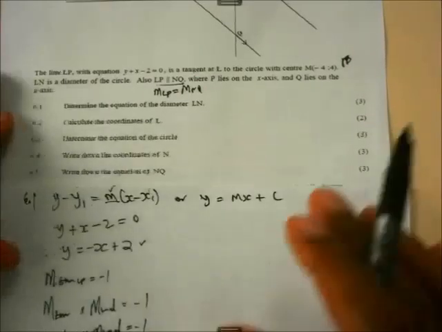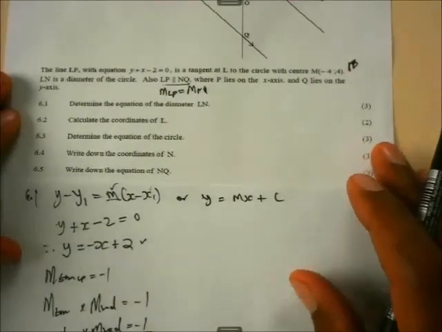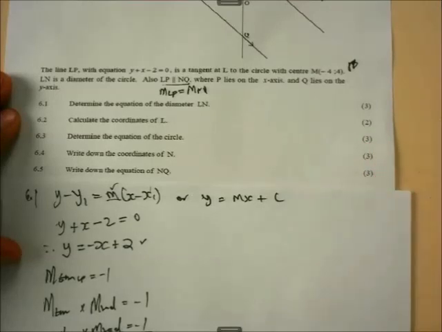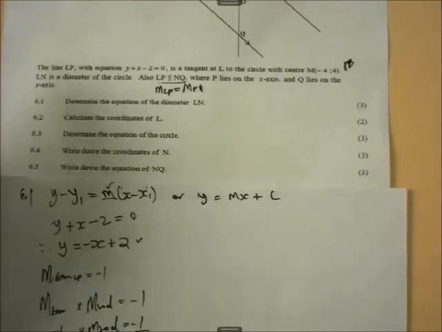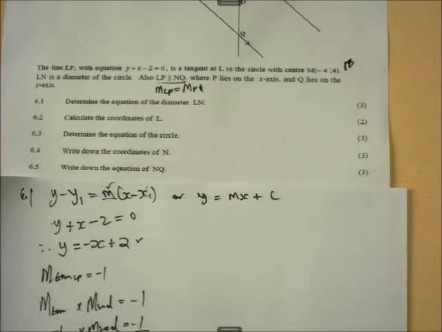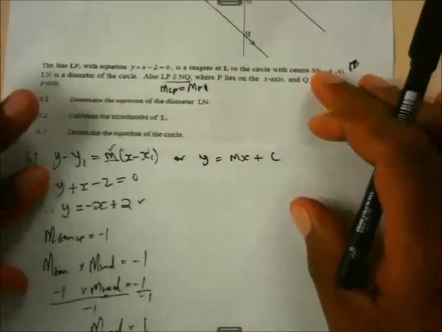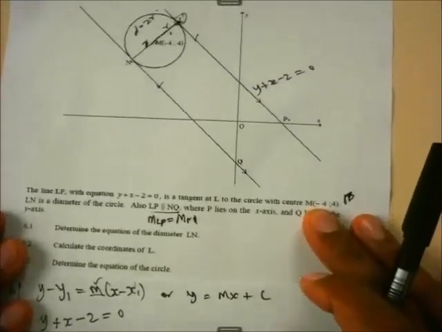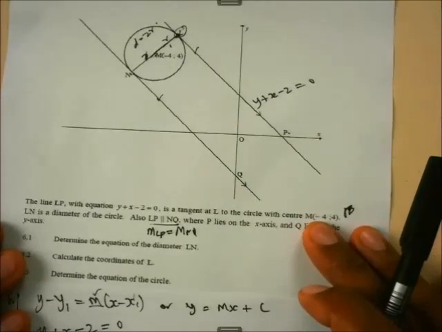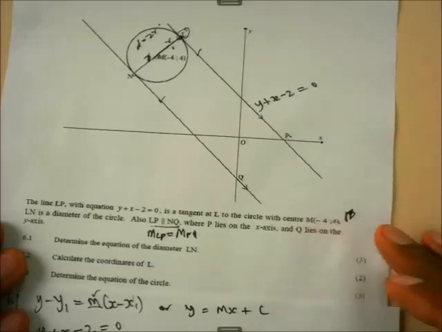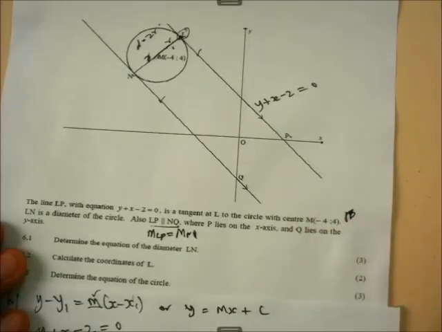Right, 6.3 now says, determine the equation of the circle. Very important question. Determine now the equation of the circle. Right, now, first of all, before we determine the equation, we need to look at the circle. What type of circle is this? Is it the one that is centered at the origin, or is it the one that is centered at any point? Of course, you are right. That is the second one, the one that is centered at any point.